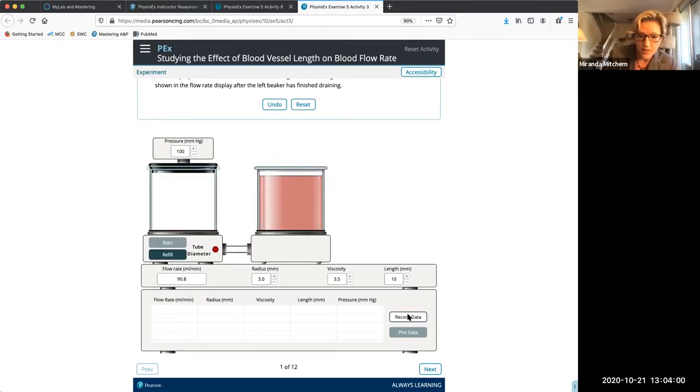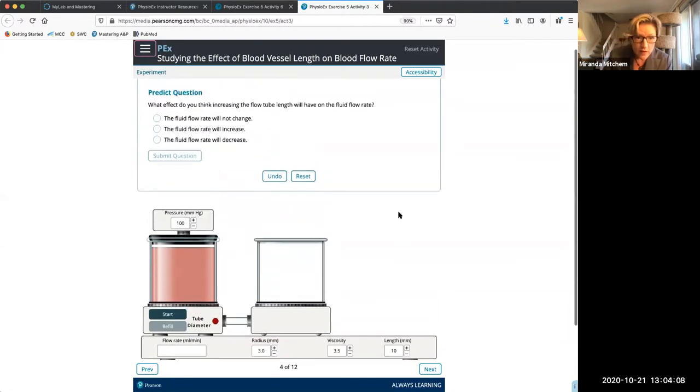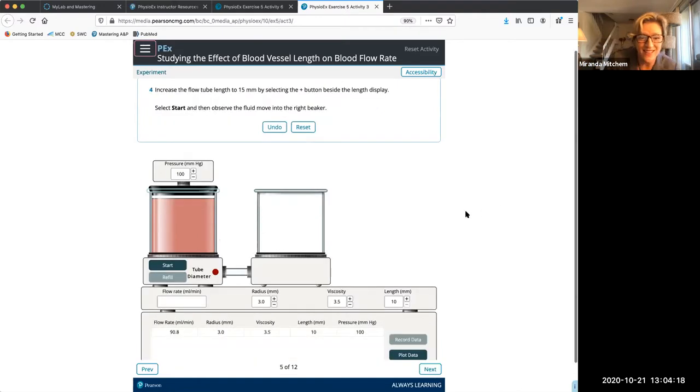Okay, let's record the data. Got that, refill it, get our instructions. We did that. What effect do you think increasing the flow tube length will have? It should slow it down because we're further away. Let's go ahead and do that.